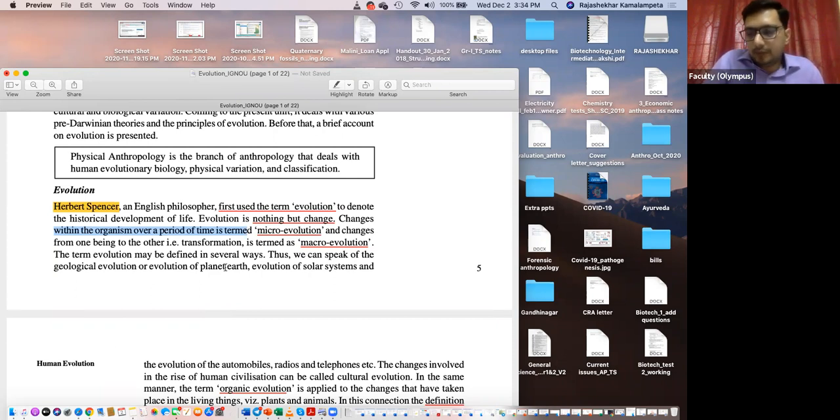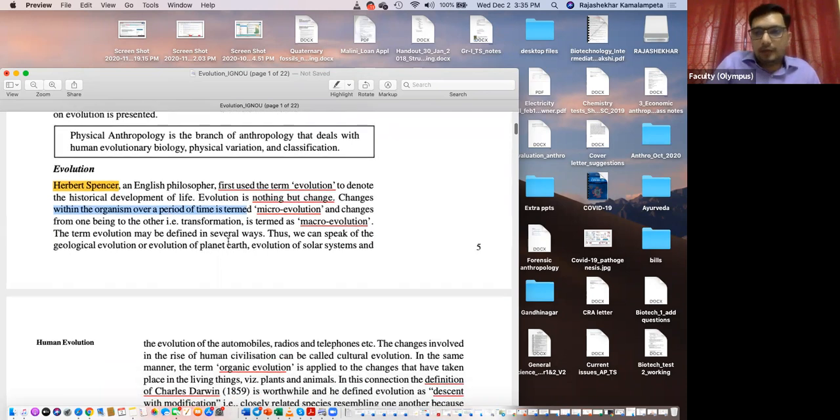You got what is microevolution? It is the changes that are happening at the organism level of an individual. Next, macro. Macro means big changes. When do these big changes happen? Always changes happen in small steps, but they look big. They appear big.